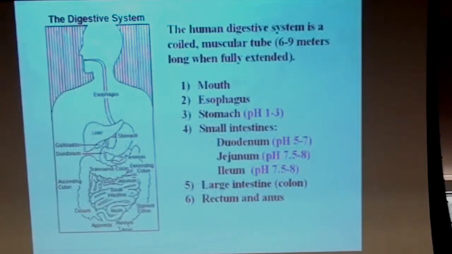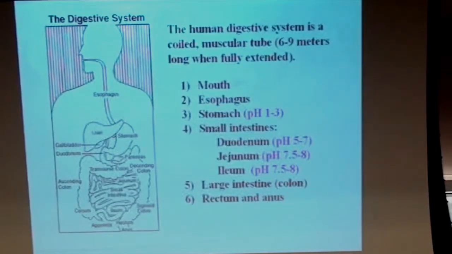You take it by mouth, it goes down the esophagus into the stomach, through the small intestines, and then large intestines, rectum, and anus. And as the drug follows this route, the pH varies. In the stomach, we're very acidic, 1 to 3. In the small intestines, it's slowly getting neutral until we're reaching slightly alkaline.